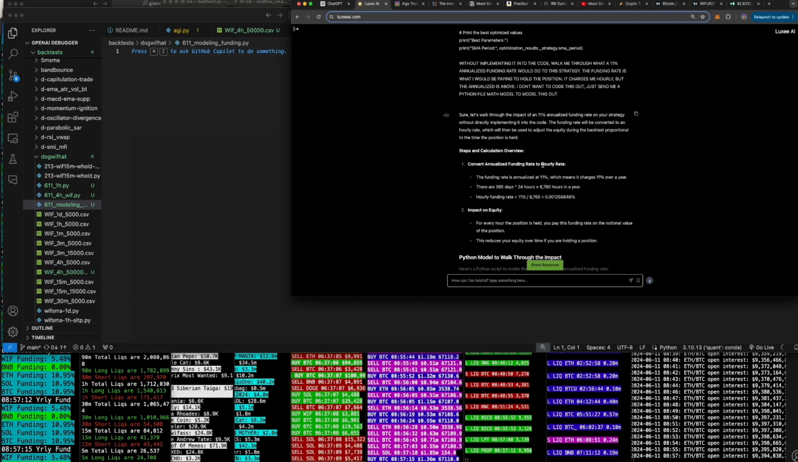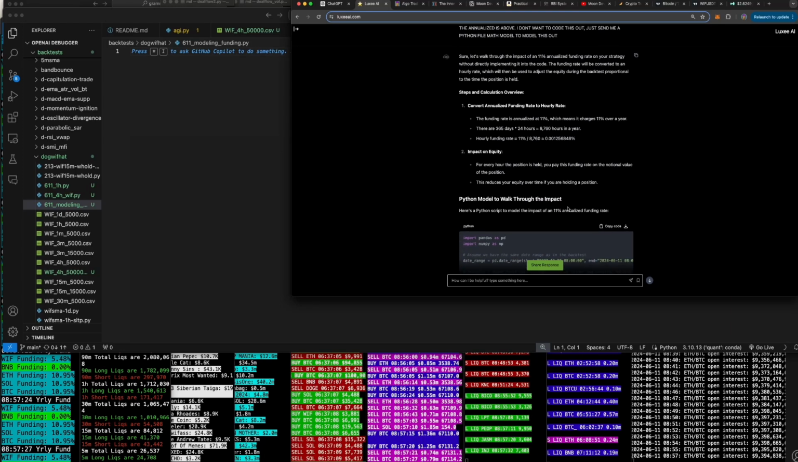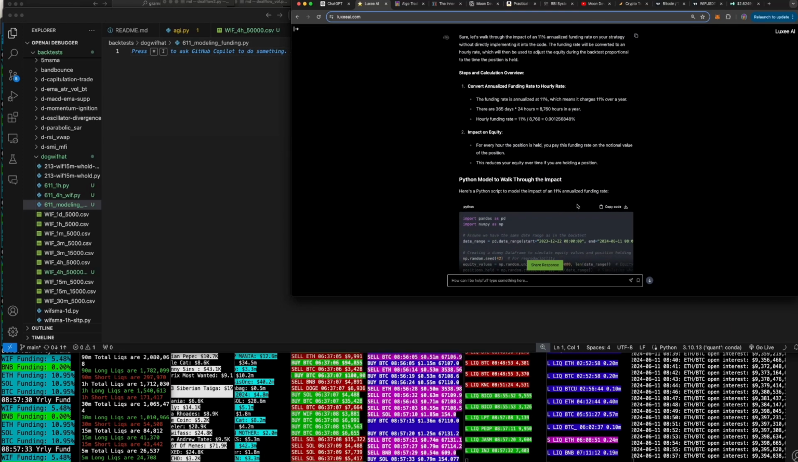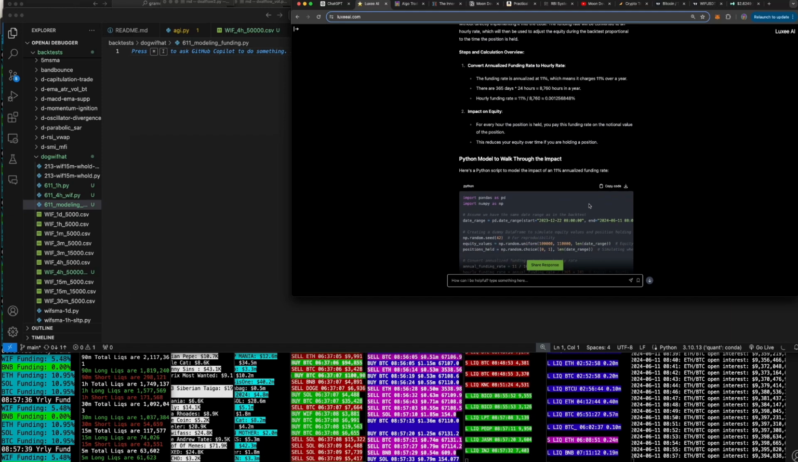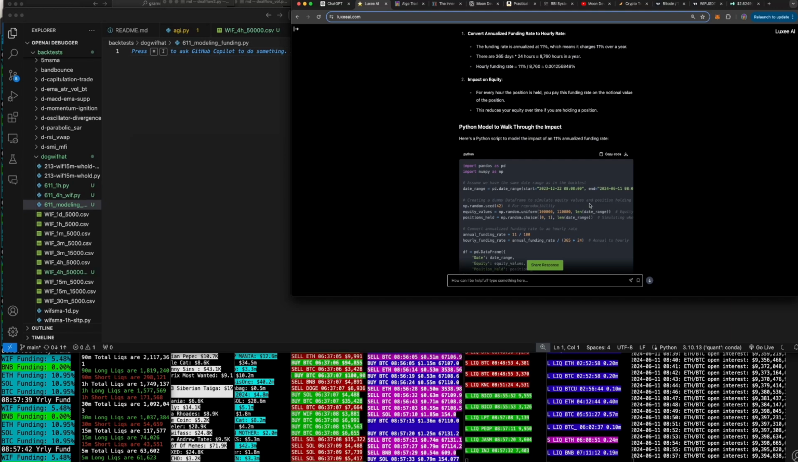There are 365 days times 24 hours equals 8,760 hours in the year. And I'm here for 4,000 of them live, showing you everything. Our hourly funding rate is that. Impact on equity: for every hour the position is held, you pay this funding rate on the notional value of the position. This reduces your equity over time if you are holding a position.